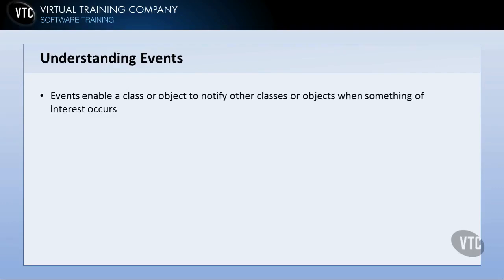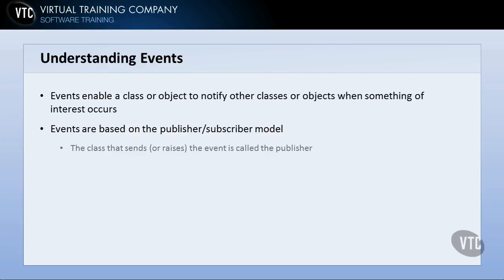Now, events are functionalities that enable a class or an object to notify other classes or objects when something of interest has occurred. Now, events are based on the publisher-subscriber model. Let's look at that kind of in a little animation.